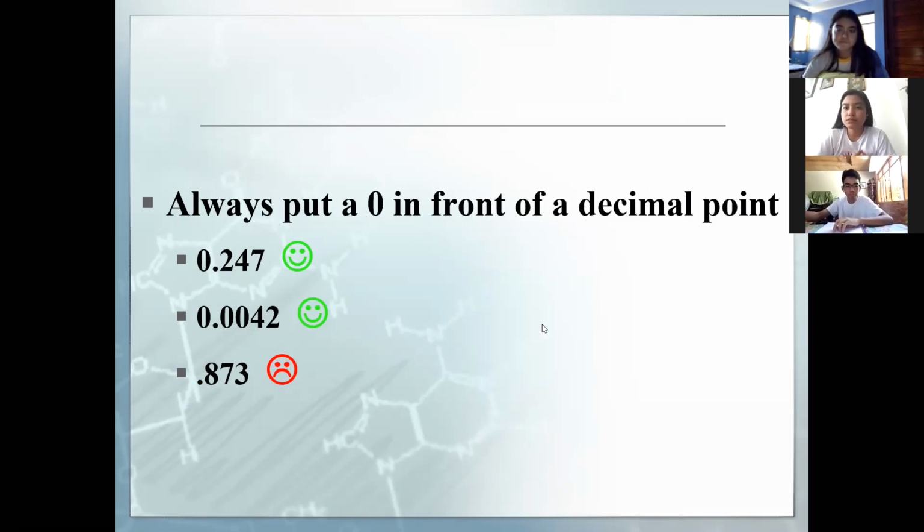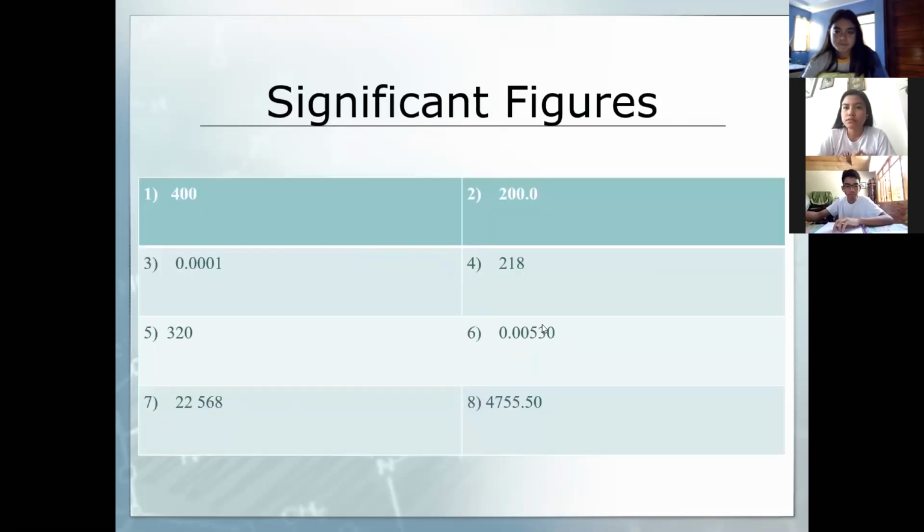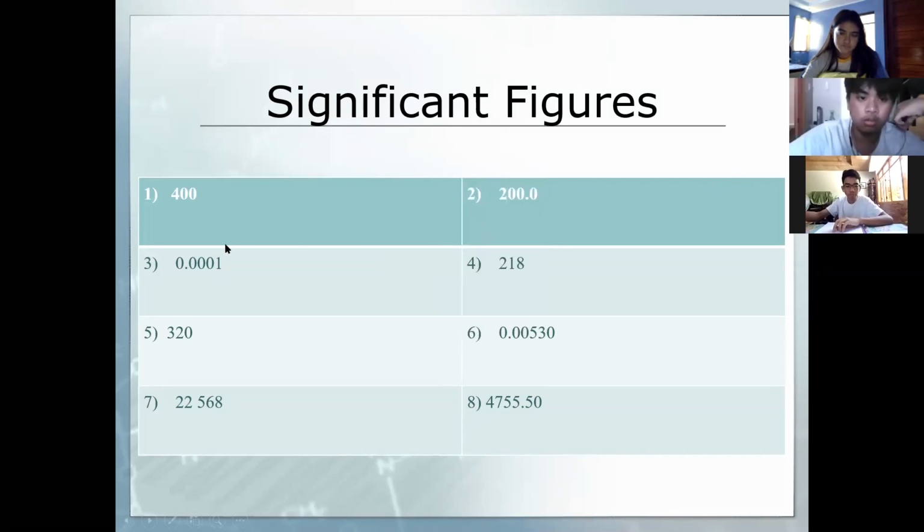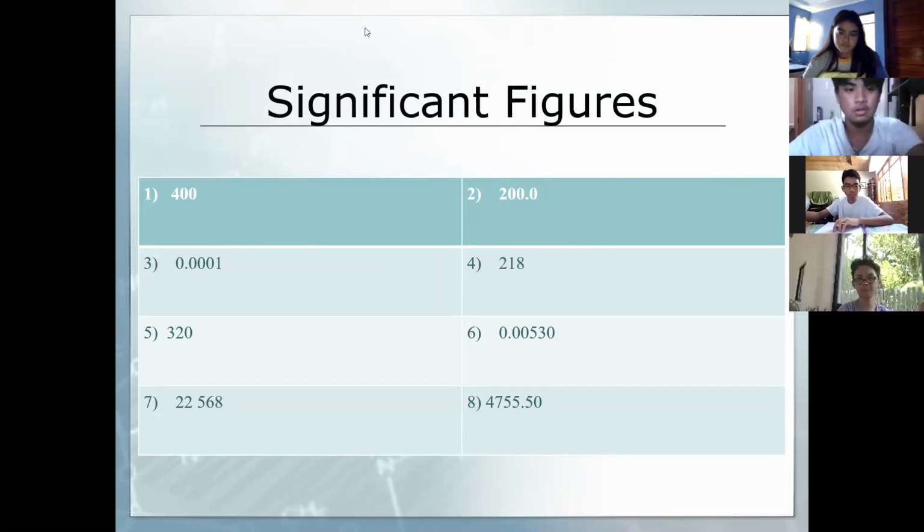Clarification, class. So let's have this example. How many significant figures are there in number 1? Can you unmute yourselves if I call on you? Alona, how many significant figures are there in number 1? 3, sir. 3? The answer is just 1. You only have one significant figure in number 1.